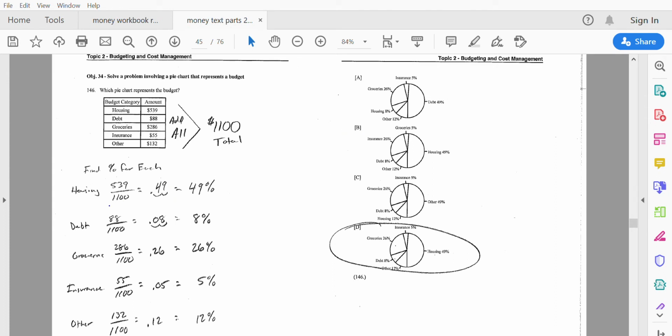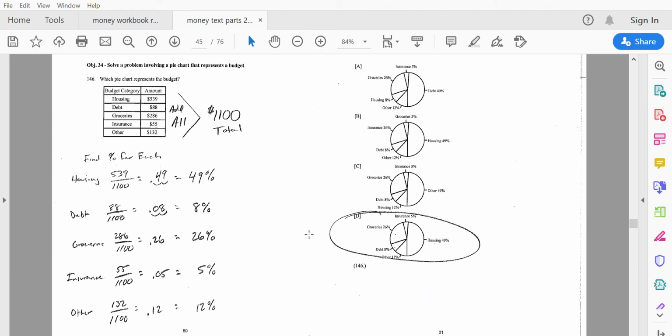So let's go to the next one, debt 8%. So here, debt 8%, we're good. Debt 8%, good. Groceries 26%. So here, groceries says 5%. Here, groceries says 26%. So this one is out. So our correct answer must be D. And then you could check the other two categories just to make sure you have it right. Insurance 5%, yes. Others 12%, correct. Okay, so there's problem 146.